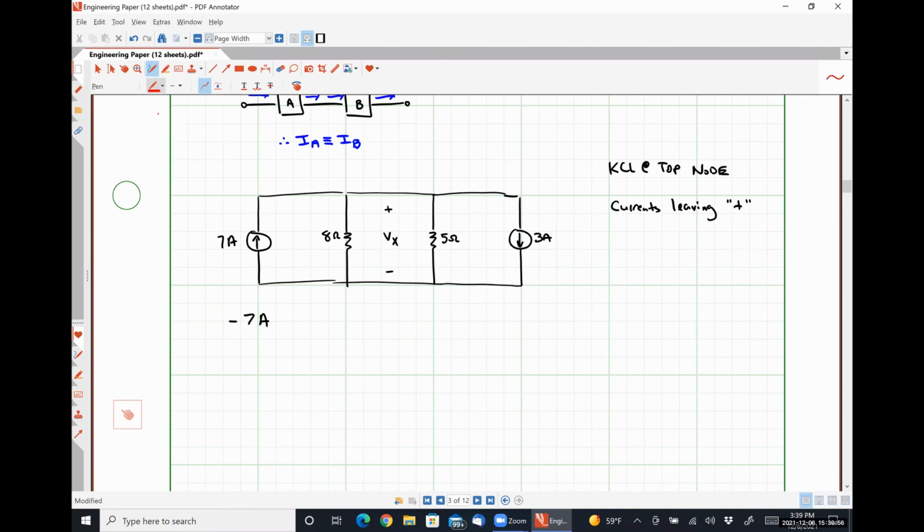So effectively, what we are assuming is that there will be a current I8 flowing down through the 8 ohm resistor, and similarly, there will be a current I5 flowing down through the 5 ohm resistor. And now we're just going to use Ohm's law to represent those currents in terms of that common voltage Vx.